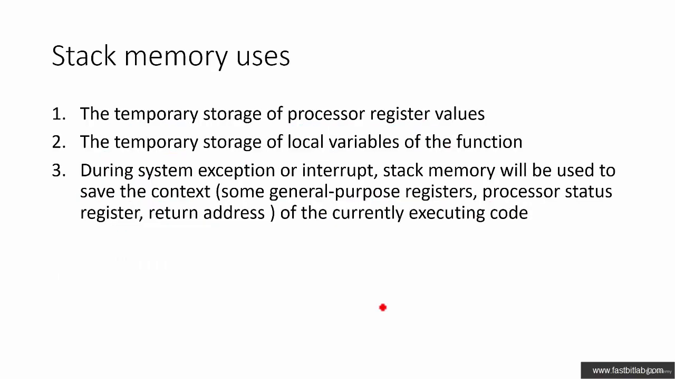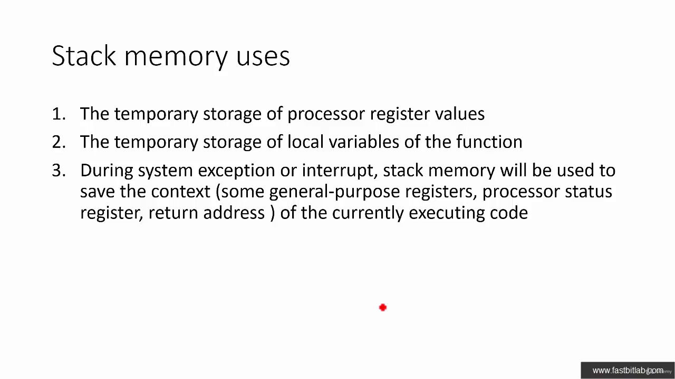Let's move forward. Why is stack used? What are the uses of stack memory? Stack memory is mainly used for temporary storage of processor register values. It can be used for temporary storage of local variables of a function. When you write a C function and create a local variable, the memory for that local variable will be reserved in stack memory. And when that function exits, that memory will be reclaimed or deleted. That's why stack memory dynamically expands and shrinks during runtime of the program.